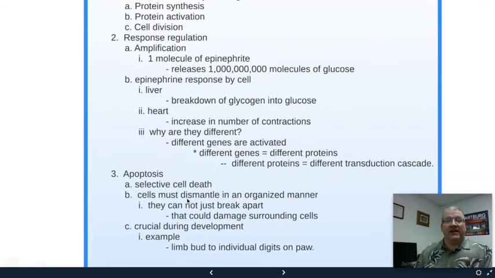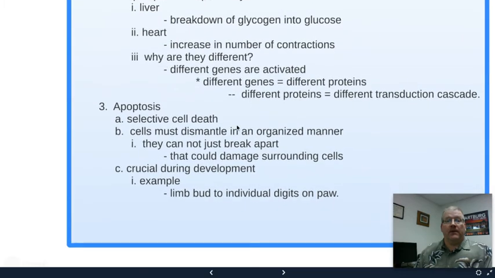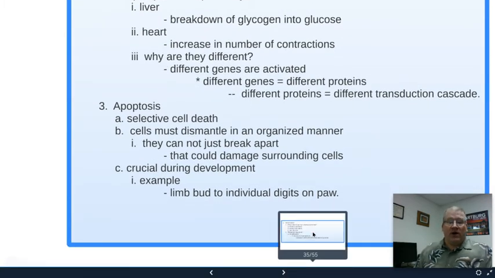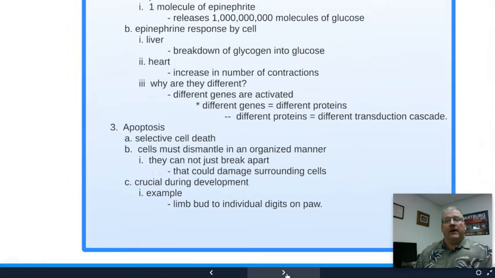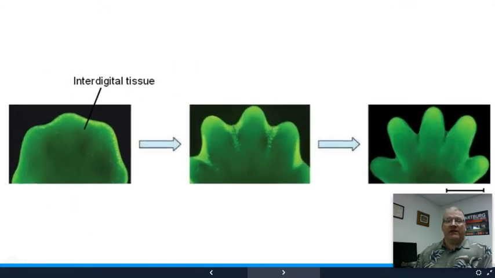Apoptosis, selective cell death. Okay? If a cell just breaks apart necrotically, it could damage the cells around them. Okay? This is hugely important in development.